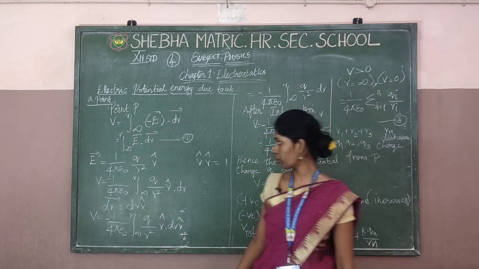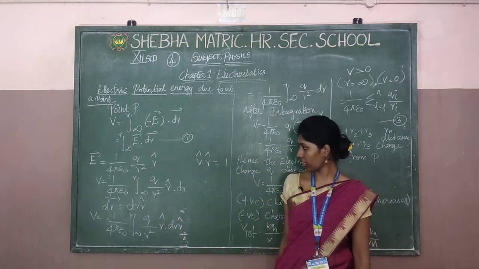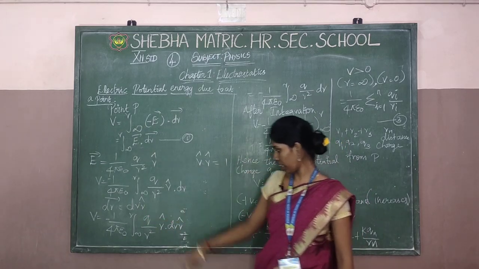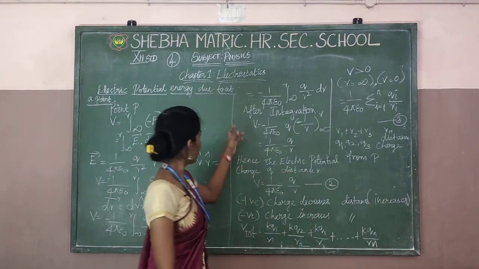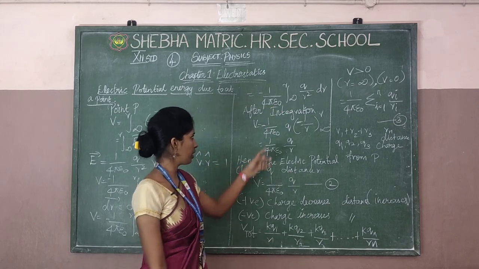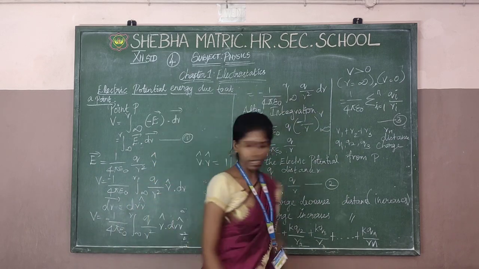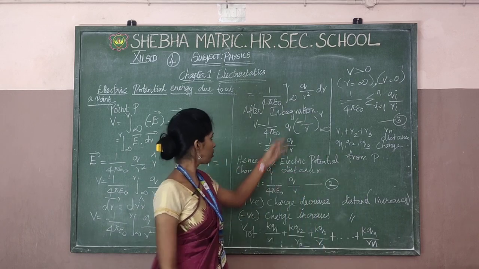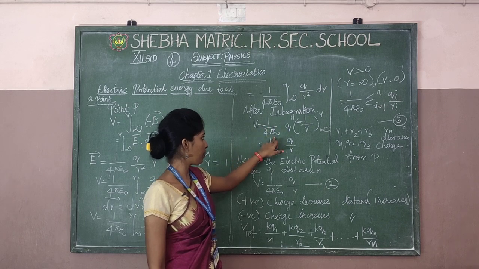So V is equal to minus 1 by 4 pi epsilon naught integral from r to infinity of q by r square, r cap dot dr r cap. So dr r cap will be substituted. After that it is equal to minus 1 by 4 pi epsilon naught integral from r to infinity of q by r square dr, because r cap dot r cap is 1 and dr r cap is the dr vector. After integration, V is equal to minus 1 by 4 pi epsilon naught.